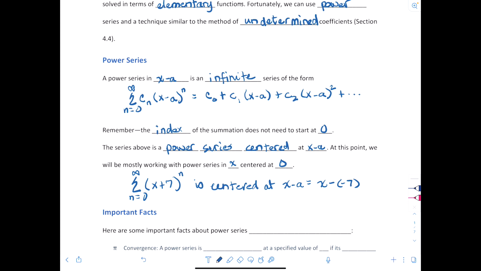So what does that mean? That means if you had a power series that approximated a function, it would approximate that function near values of -7. So if it's centered at 0, it approximates function values near x equals 0.